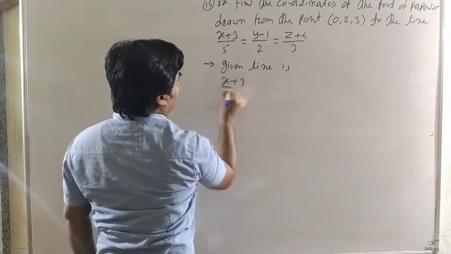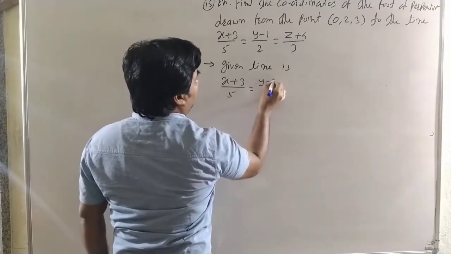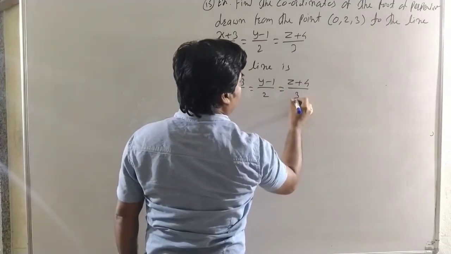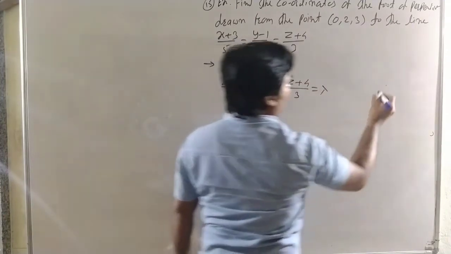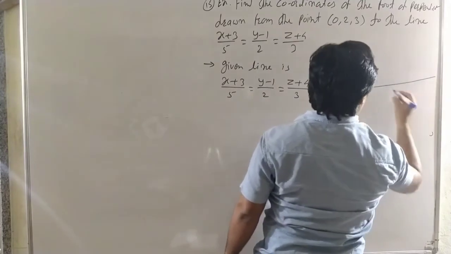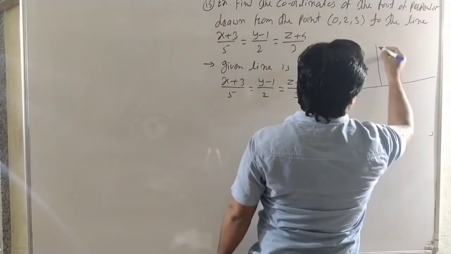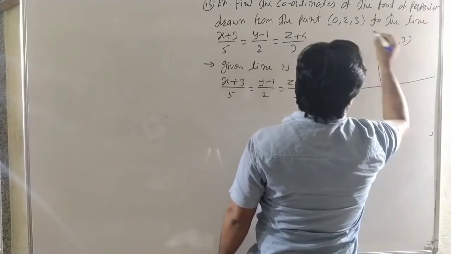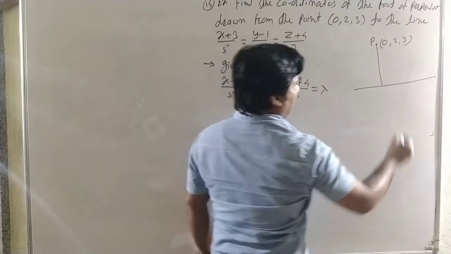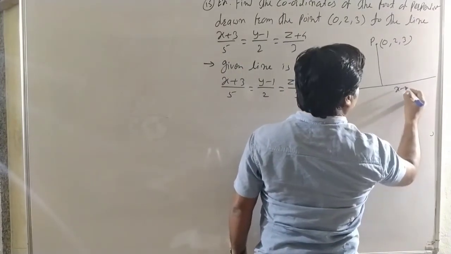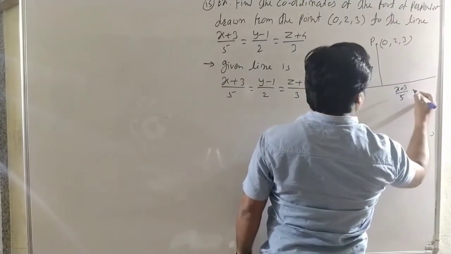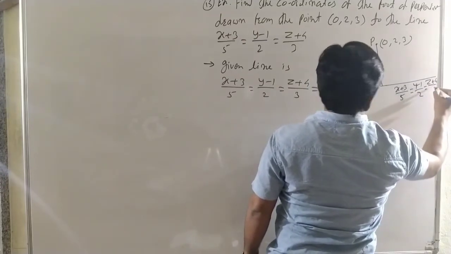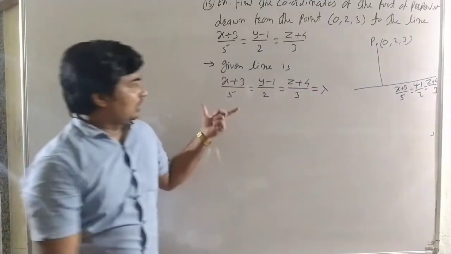(x + 3)/5 = (y - 1)/2 = (z + 4)/3 = lambda. We want to find the foot of perpendicular drawn from the point (0, 2, 3). Say it is P. And the line (x + 3)/5 = (y - 1)/2 = (z + 4)/3 is the equation of the line.